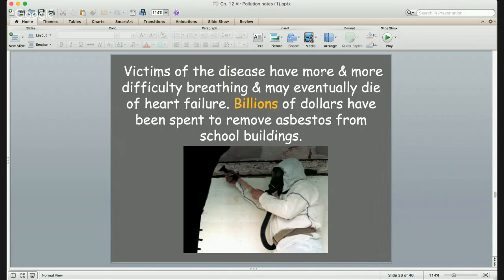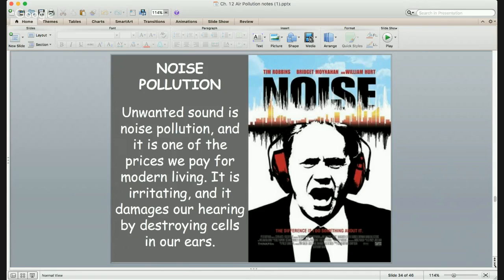So eventually, people who suffer from these issues because of air pollution will eventually die. Sometimes it could be from heart failure, sometimes it could be from lung cancer. So many industries and many companies have spent billions of dollars to remove the asbestos from buildings, not just traditional buildings, but also from schools too.